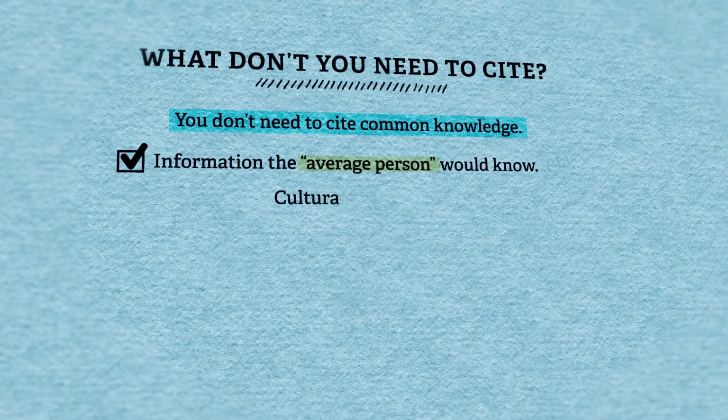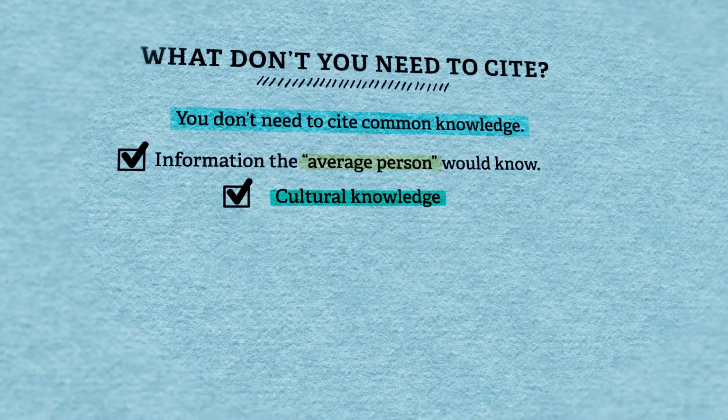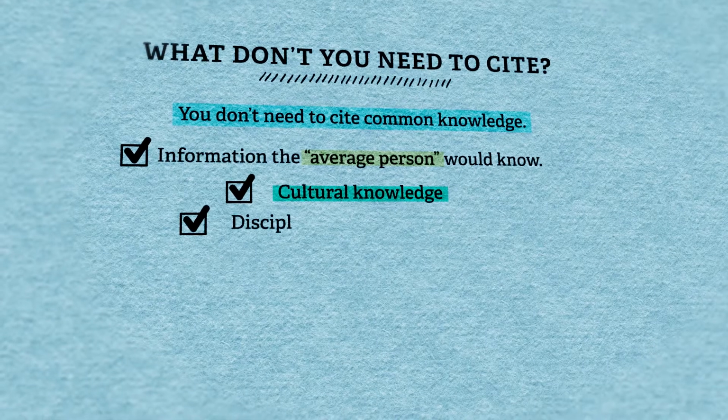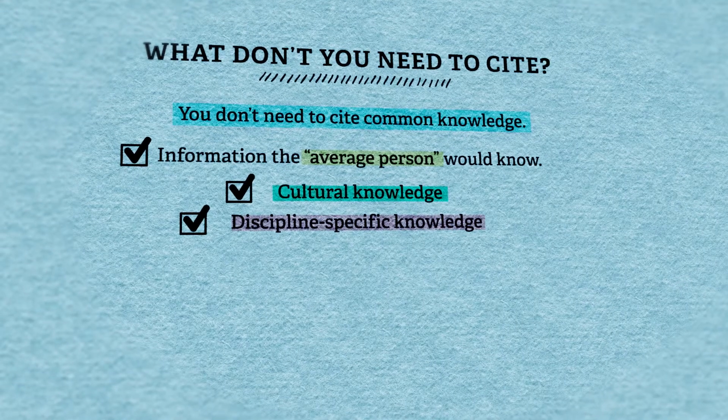There's also 2 other categories, and that is cultural knowledge. So for example, most Canadians know Justin Trudeau is our Prime Minister. People from other countries might not know that. The 3rd category is discipline-specific knowledge. So if you're in a business class, you probably have a lot of information and terminology that other students in other disciplines don't know. If you do have a question about what is common knowledge, always check with your instructor.